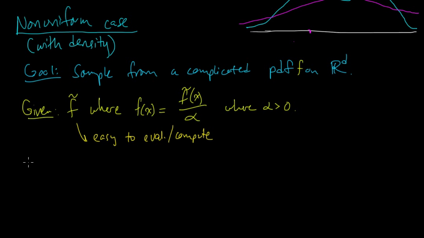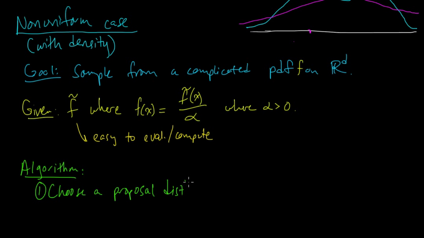Okay, so what is the rejection sampling algorithm? I'm going to give an algorithmic description of it here, and then we'll prove the more formal statement for why it works in another video. So here's the algorithm. First, we need to choose what's called a proposal distribution, and let's call it Q. Q is going to be some PDF.